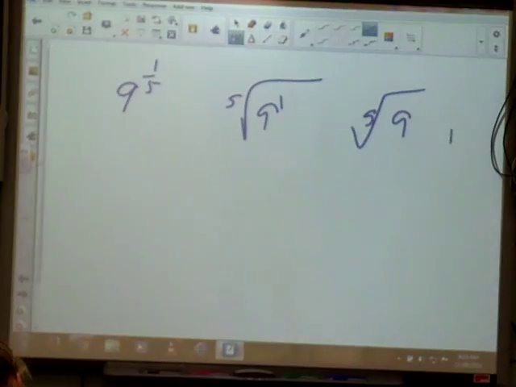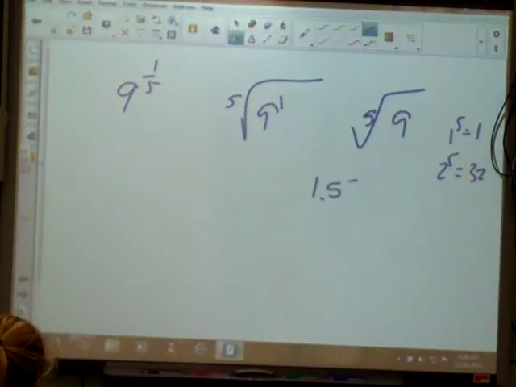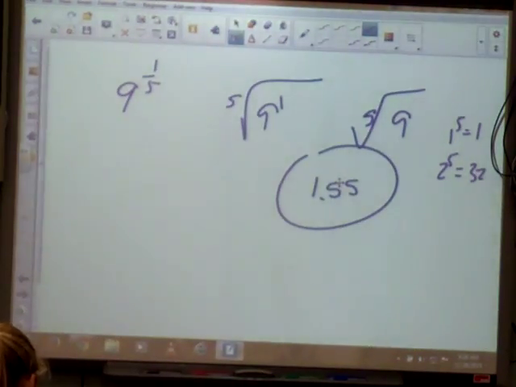Well, 1 to the 5th is 1. 2 to the 5th, we just did it. It's 32. So I missed 9 in there, didn't I? So I know it's got to be somewhere between 1 and 2, so it's got to be 1 point something. That's when you type it on your calculator and get the decimal answer. What was it, Courtney? 1.55 would be the nearest hundredth.